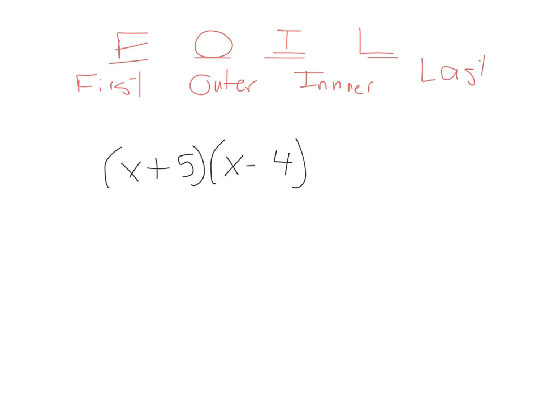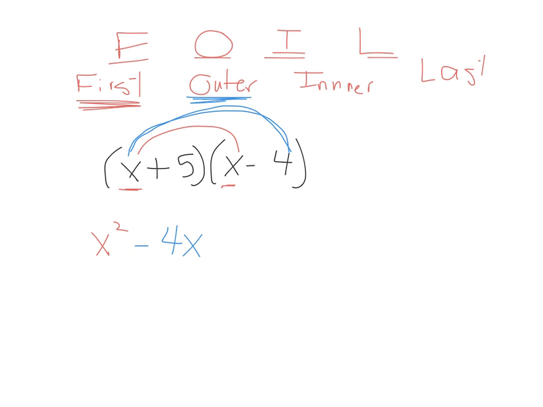When it says first, it means you're going to take the first term of each binomial and multiply them together, and that would give you x squared. When it says outer, it means you're taking the outside terms, the ones on the outside of each of those binomials. So this is the outside on the left times the outside on the right. That's x times negative 4, so that gives me negative 4x.